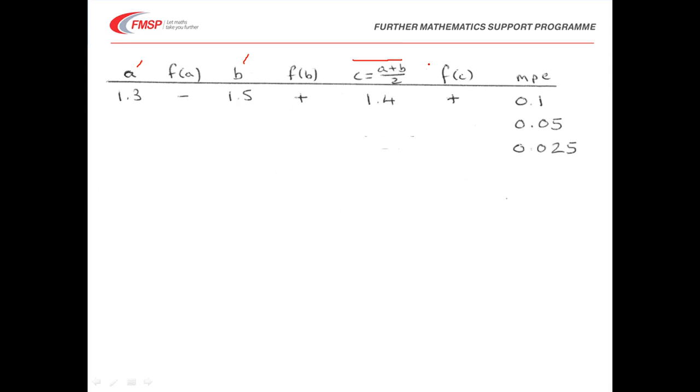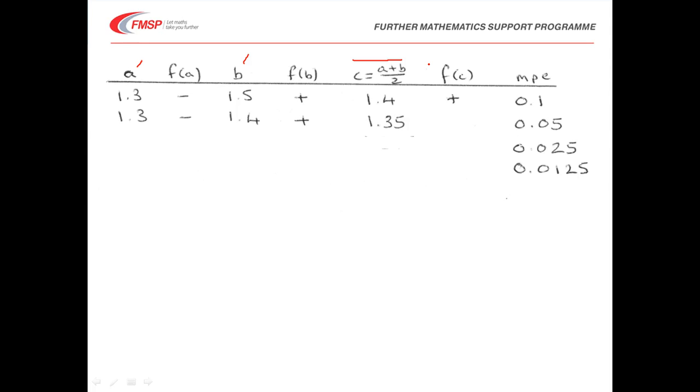So we know that we want to get to a stage where our maximum possible error is lower than 0.02. So what I do is I halve it and keep halving it until I get my first value that's lower than 0.02, and I know that that's where my table is going to finish. So I now go through, and the 1.3 hasn't changed because that's still at the left hand of our particular interval. The 1.4 replaces the 1.5 because that's at the positive end of the interval, and we now look for the value that's halfway between those two.